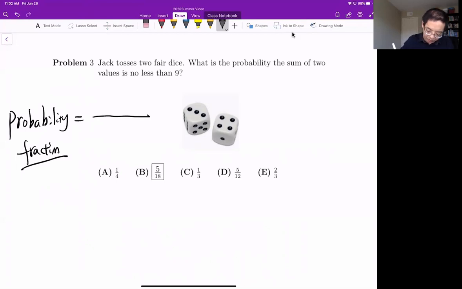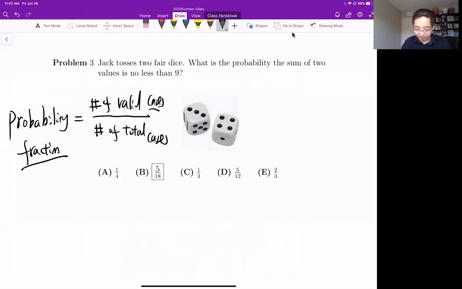The denominator is the number of total cases, or the entire collection of all possible scenarios, and the numerator is the number of valid cases.